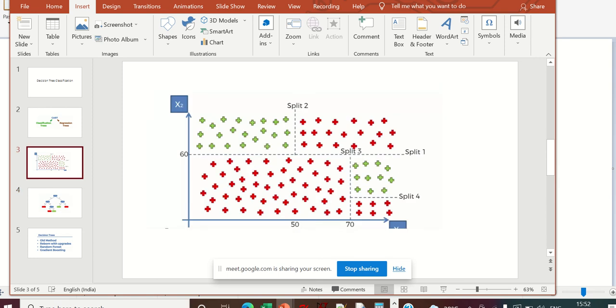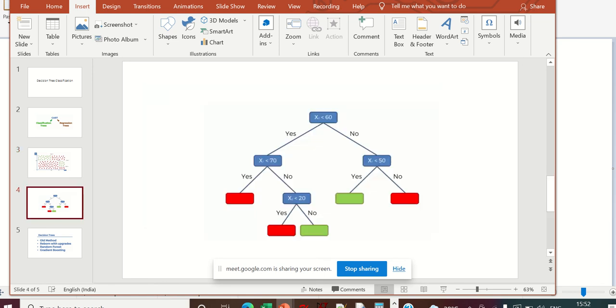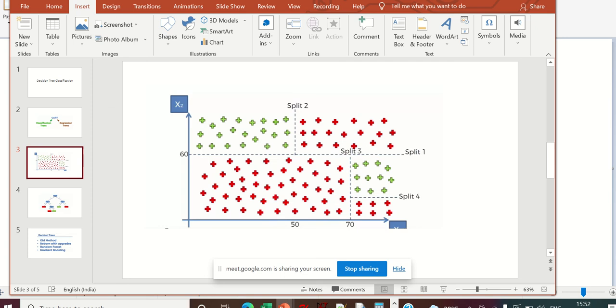Split 2 is this one, X1 is less than 50. Next is split 3, this one: X1 is less than 70, then X2 is less than 40. Like that it will split, so that you will be able to group your data in a nice way, true and false, yes and no. This is how the decision tree algorithm will work.